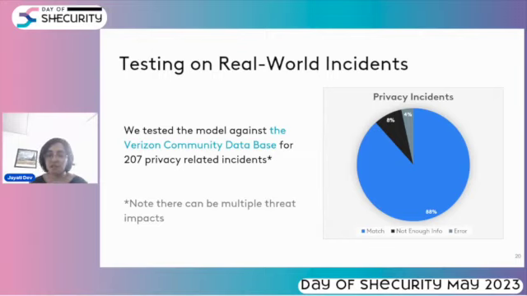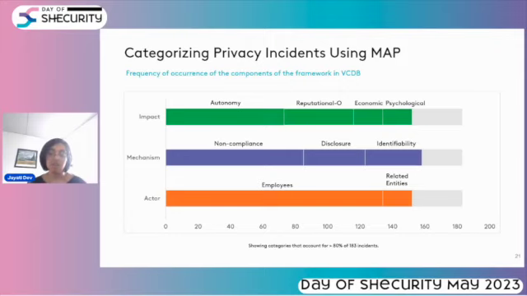The top three mechanisms of privacy threats are non-compliance, disclosure of information, and identifiability. Finally, for impact, threats disproportionately impact individuals more, as we can see, over organizations, causing loss of autonomy, economic loss, and psychological harm. Reputational harm to organizations caused by privacy incidents also form a large part of the harms.